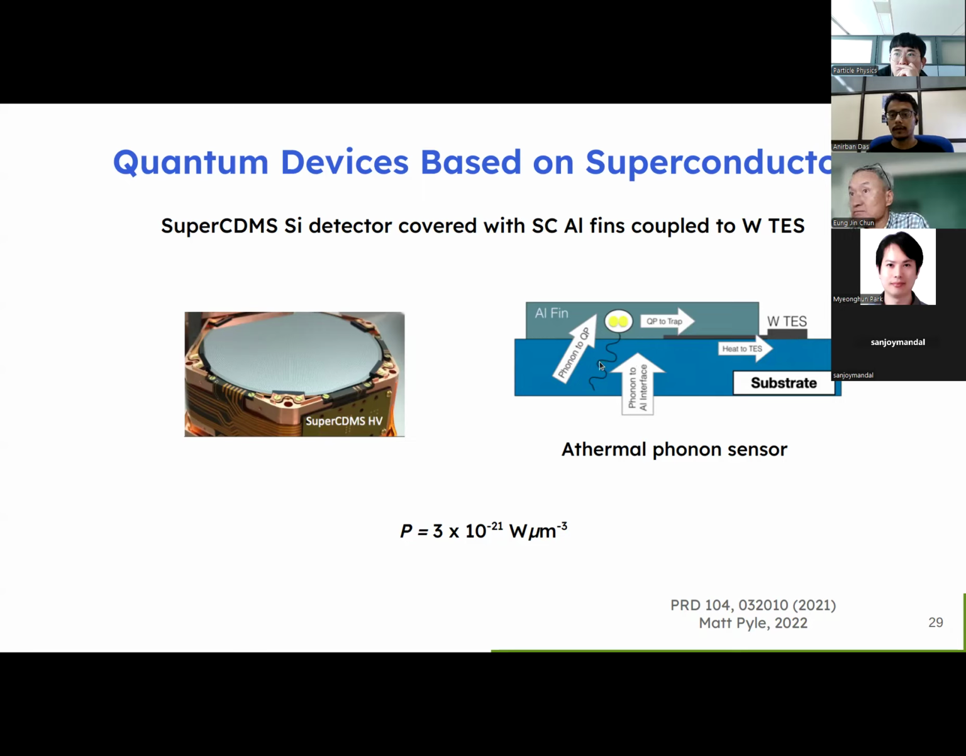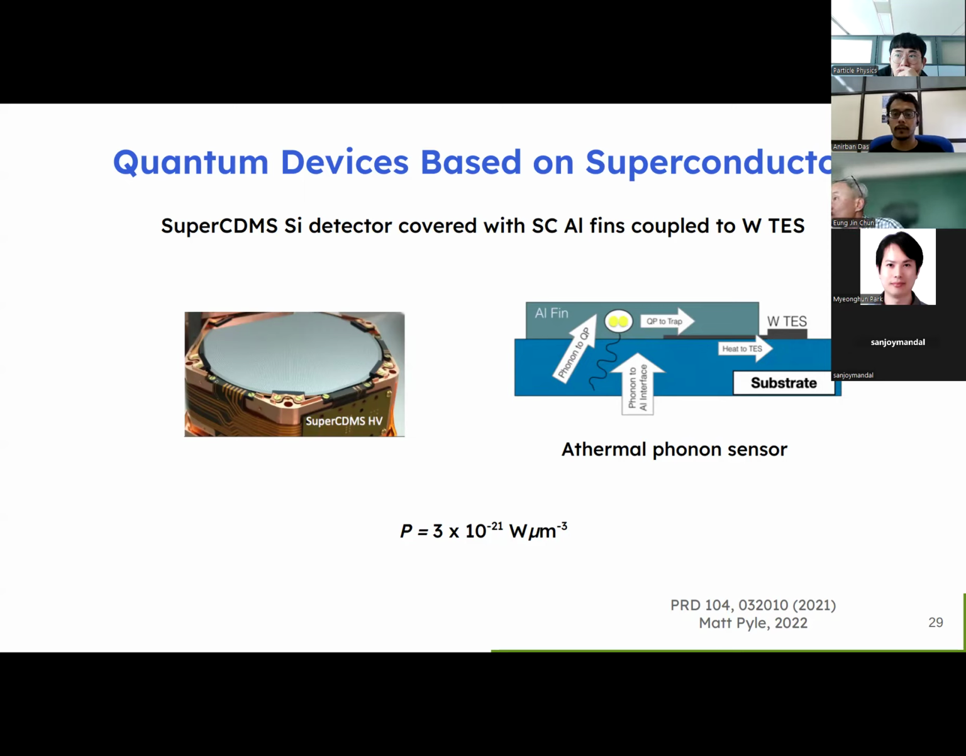So in their case, their idea is actually very similar. Dark matter scattering will happen in this substrate, in the silicon, and that will dump some phonons. These phonons will then break Cooper pairs in this aluminum and release quasi-particles, and these quasi-particles will be detected in the TES. But in our case, we are not looking for recoil.